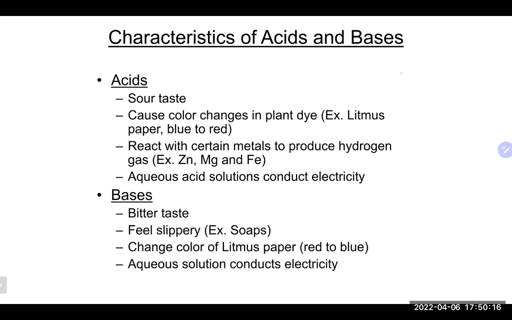So typically, if you take any type of litmus paper, be it red litmus paper, blue litmus paper, or neutral litmus paper, if it turns red or stays red, that basically means it's an acidic solution that you're dealing with. They react with certain metals to produce hydrogen gas.